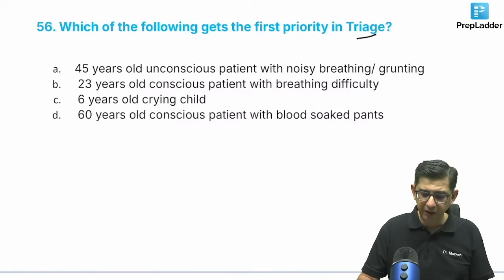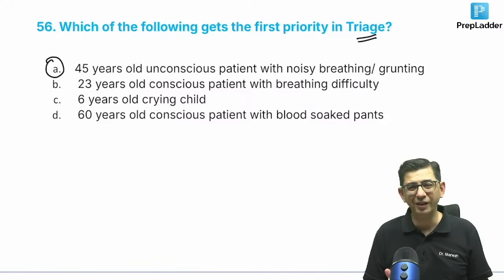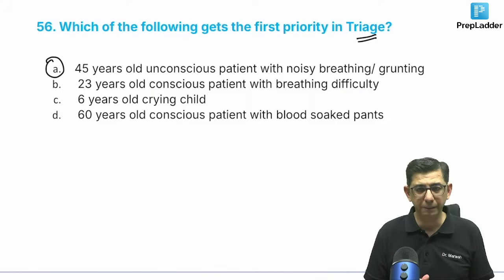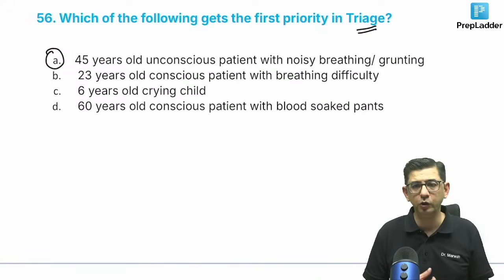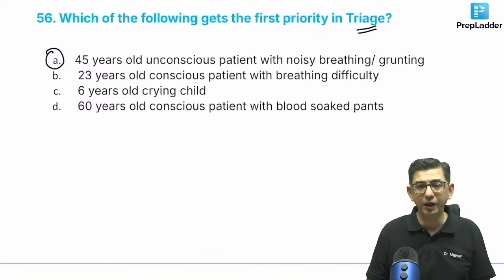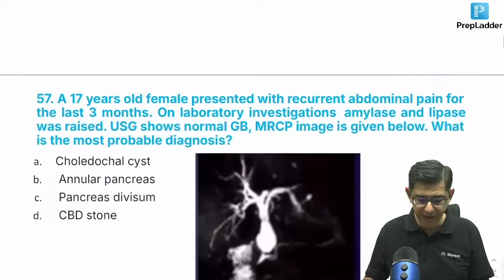Then there is priority in triage, where anybody with airway obstruction is going to be given top priority. Noisy breathing, grunting, there might be some problem with the airway of the patient. There is another patient with breathing difficulty that could be asthma or COPD, but especially with grunting in an unconscious patient, airway compromise is what I am trying to highlight for 56.